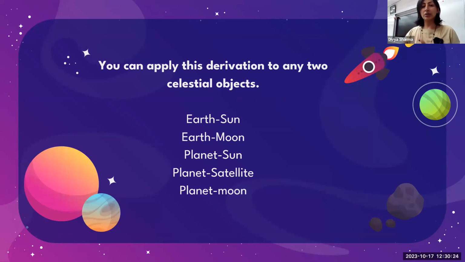Again, the derivation that we just did applies to any two celestial objects. So it could be any of these.